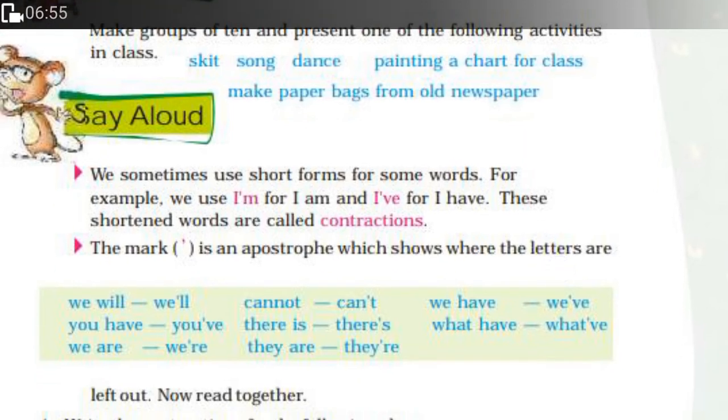Like we have, we've; we will, we'll. You have, you've. We are, we're. Cannot, can't. There is, there's. They are, they're. We have, we've. What have, what've.